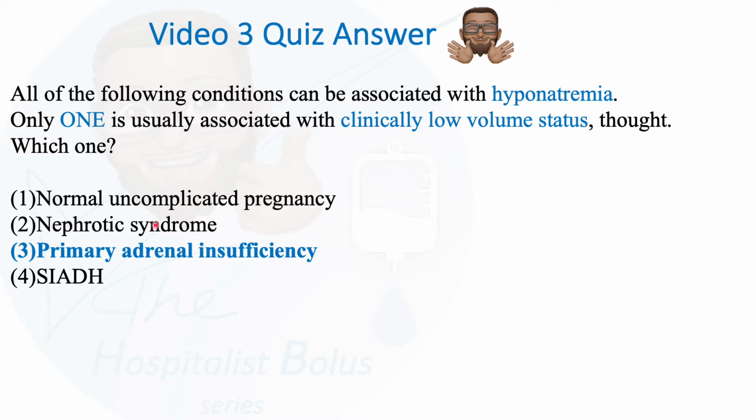In nephrotic syndrome, because they have hypoalbuminemia, they might also have some ascites and some water retention, and they might be hypervolemic as well. In SIADH, these patients are usually euvolemic, but they can also be mildly hypervolemic. So none of this is really associated with low volume status except for primary adrenal insufficiency, and today we're going to know why.